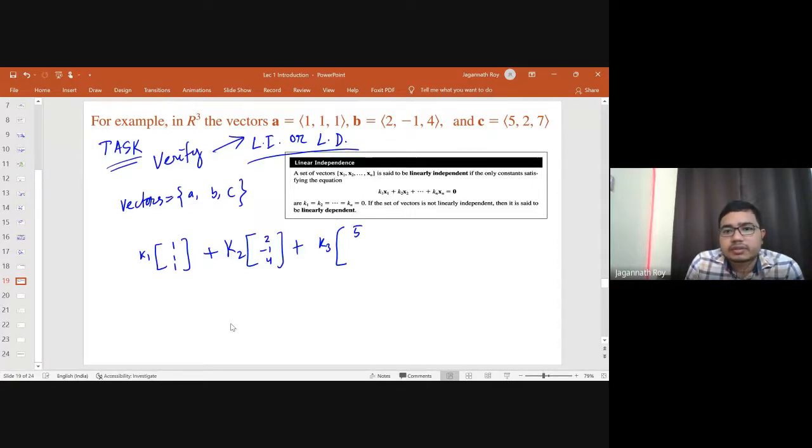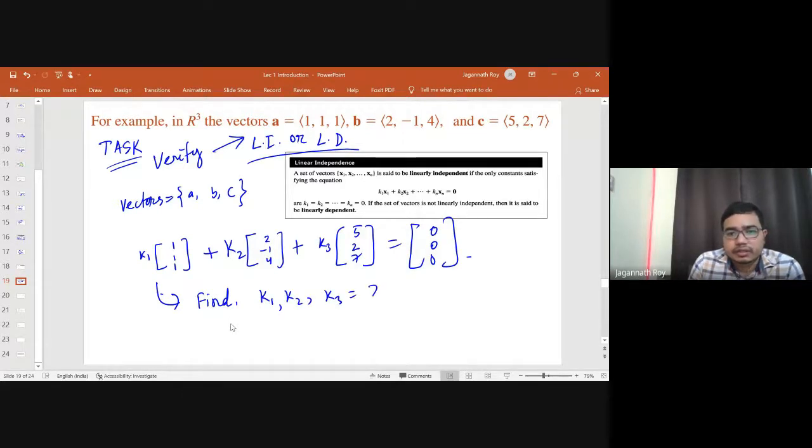(5, 2, 7). Okay, the right hand side will be (0, 0, 0). Now find out k1, k2, and k3. If all of them are 0, then independent. If at least one is non-zero, then it becomes dependent. So somebody has already solved it and says that they are linearly dependent. So try to verify this result.